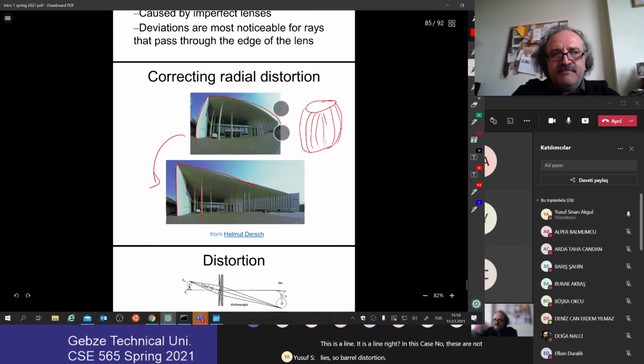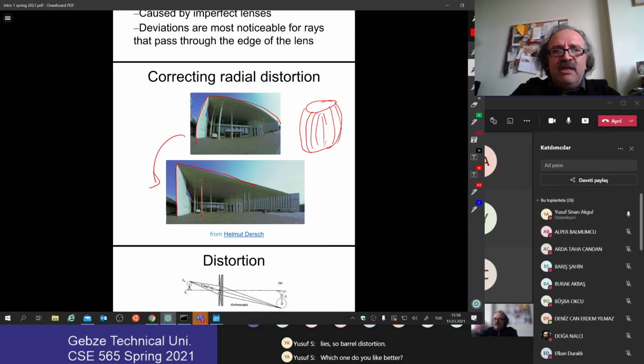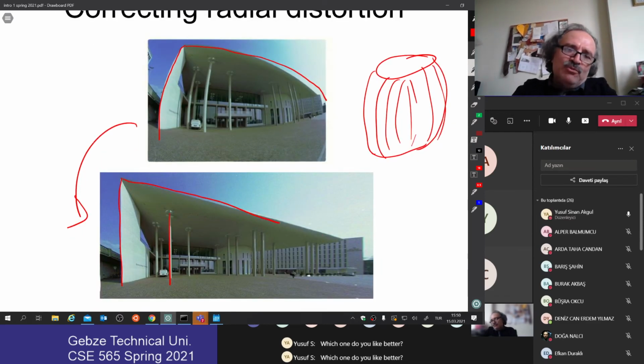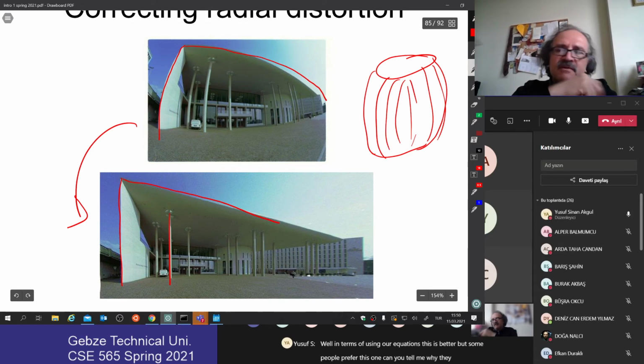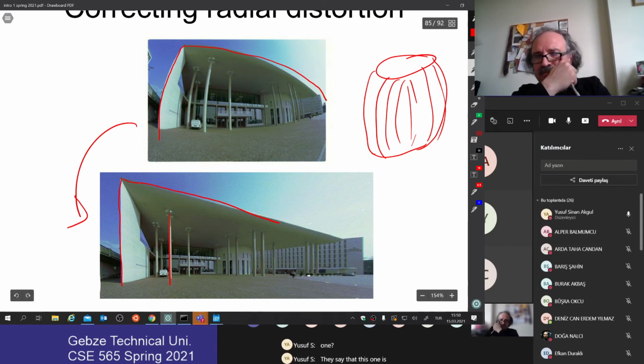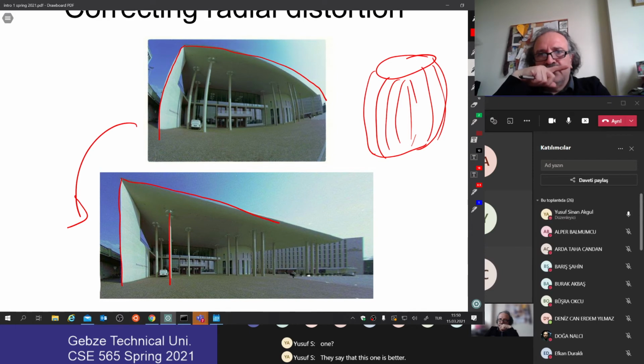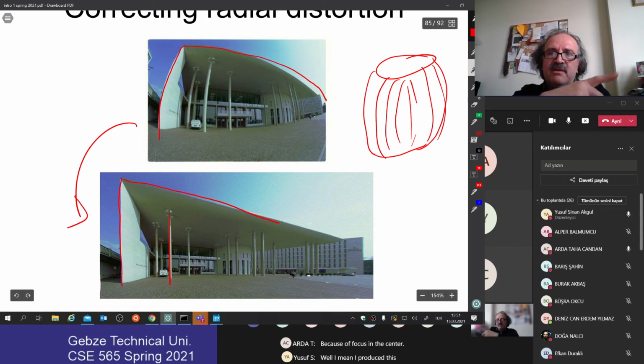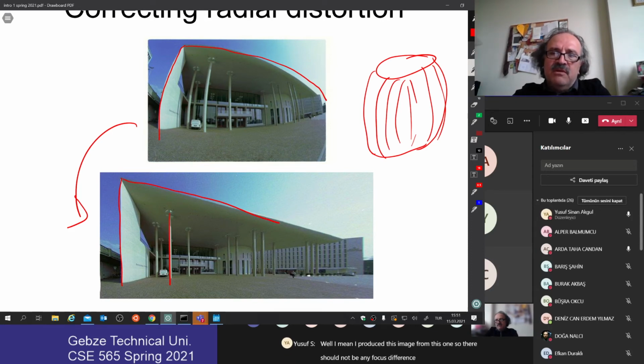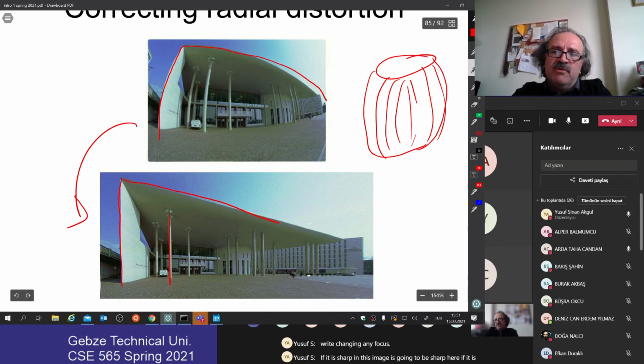Which one do you like better? Well, in terms of using our equations, this is better, but some people prefer this one. Can you tell me why they prefer this one? They say that this one is better. Because of focus in the center. Well, I produced this image from this one, so there should not be any focus difference between these two. I am not changing any focus. If it is sharp in this image, it's going to be sharp here. If it is blurred, it is going to be blurred here.